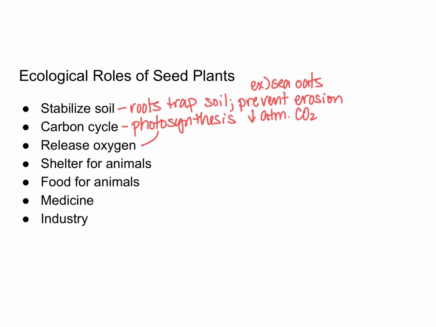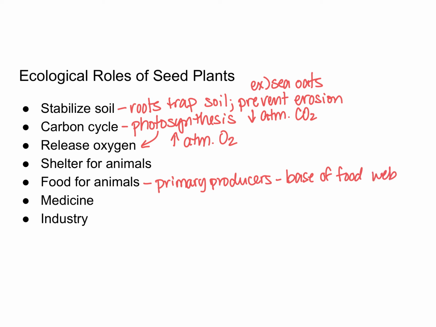Photosynthesis also releases oxygen, so it increases atmospheric oxygen, which animals need to breathe. A lot of plants provide shelter for animals. So think about squirrels living in trees and insects and all the different critters out there in the forest. They also provide food. And so plants in general are what we call primary producers, and they essentially make up the base of the food web.